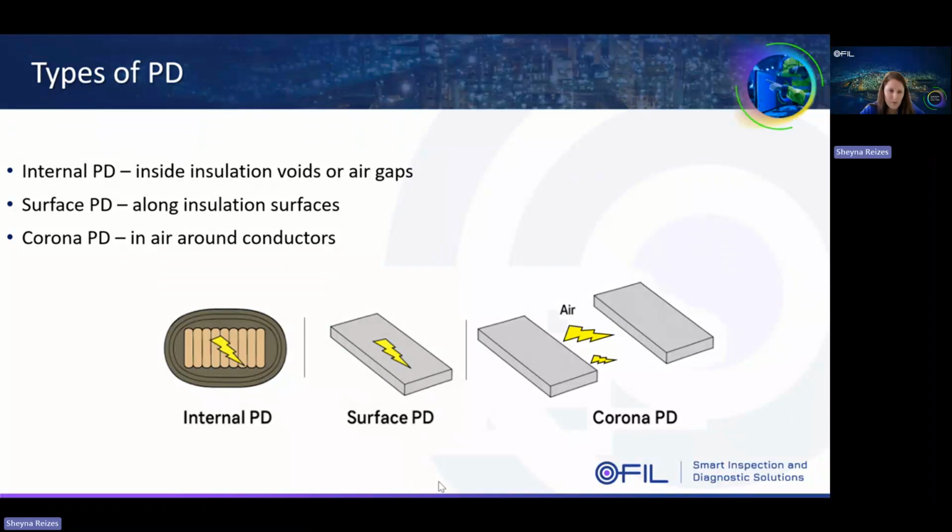There are several types of PD. It's generally categorized into internal, surface, and corona PD. Internal PD happens inside voids or air gaps within insulation. Surface PD occurs along the insulation surface. It's especially intensified by contamination or moisture. And corona PD happens in air around conductors when PD is breaking the air insulation.